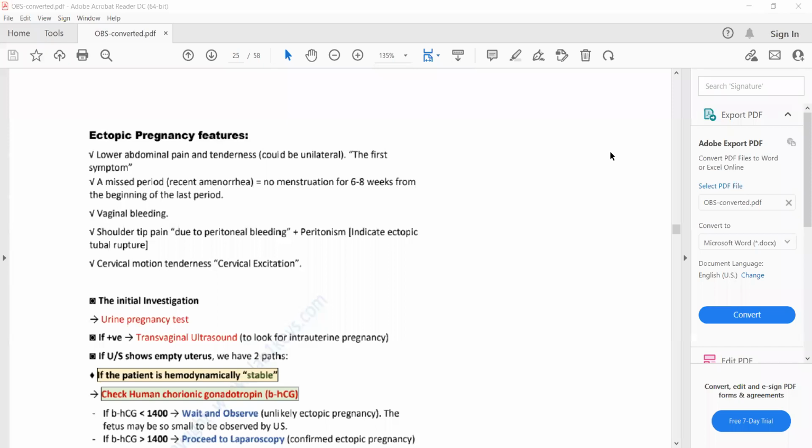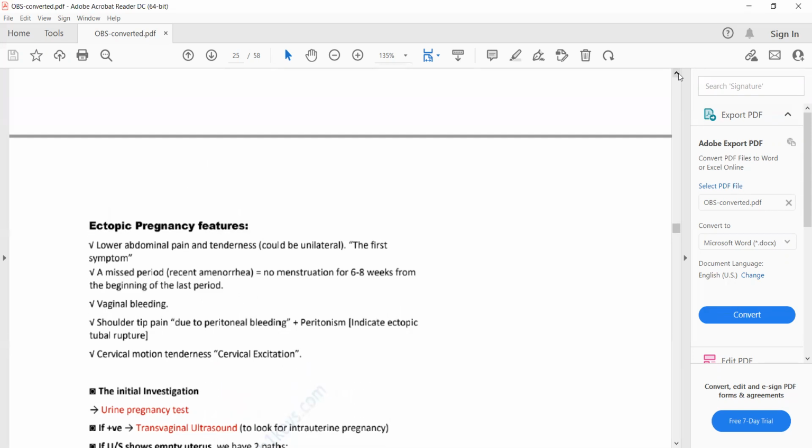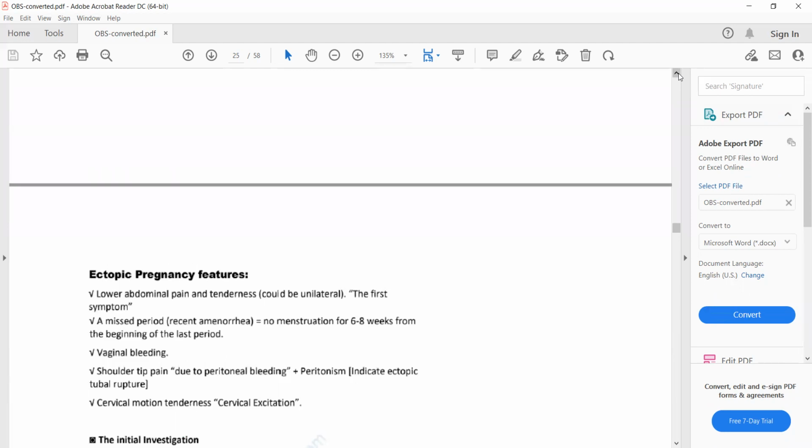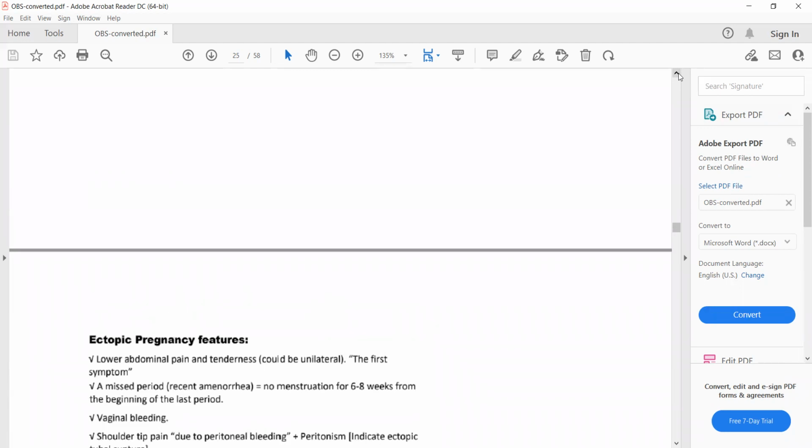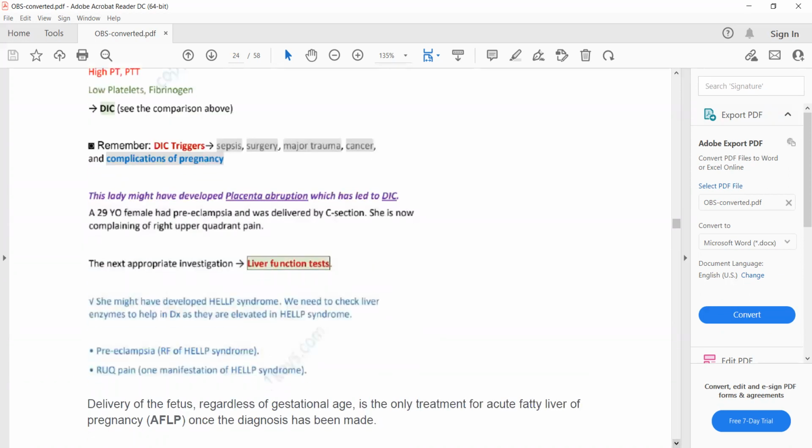So our first topic is ectopic pregnancy. Ectopic pregnancy is a pregnancy outside the uterine cavity. Anything that interferes with the movement of the ovum can lead to ectopic pregnancy. The most important risk factor for ectopic pregnancy is pelvic inflammatory disease, because it causes inflammation and can lead to adhesion formation in the fallopian tubes. So that's why it can lead to the development of ectopic pregnancy.